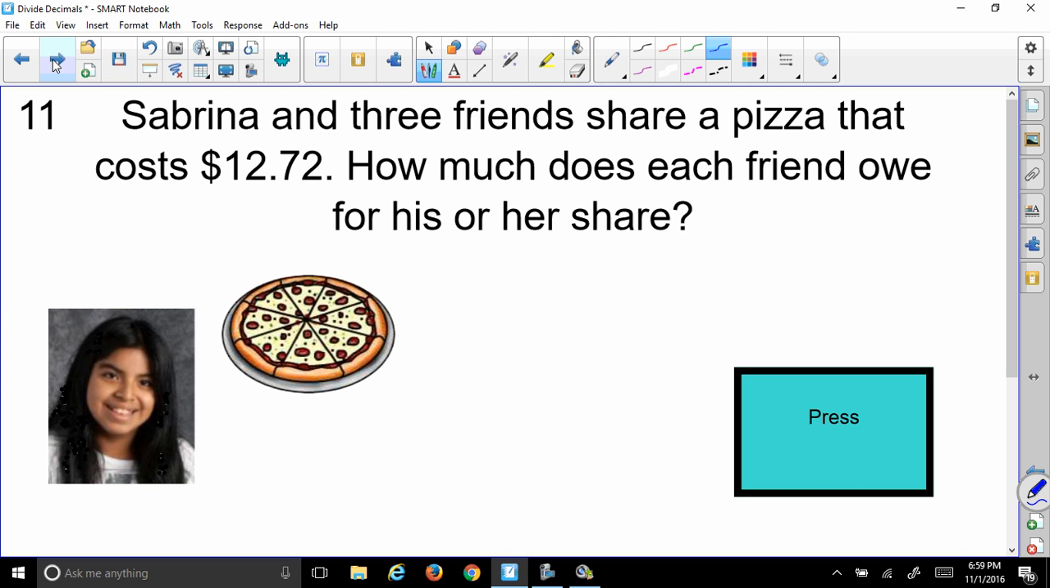Here's another one. Sabrina and three of her friends want to share a pizza that costs $12.72. How much does each friend owe for his or her share of the pizza? So that's a nice pie that can be divided up by, I wonder how many people, Sabrina and her three friends. So hopefully you can figure that one out.